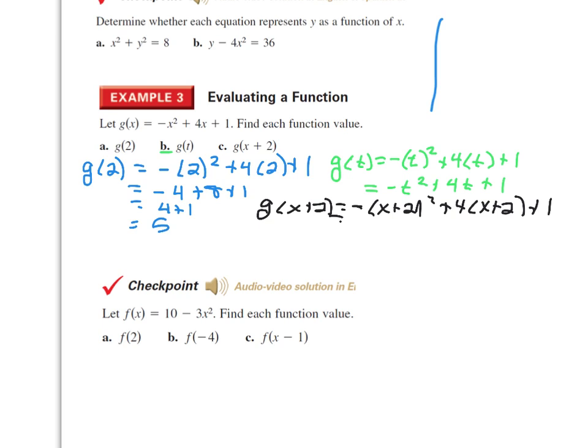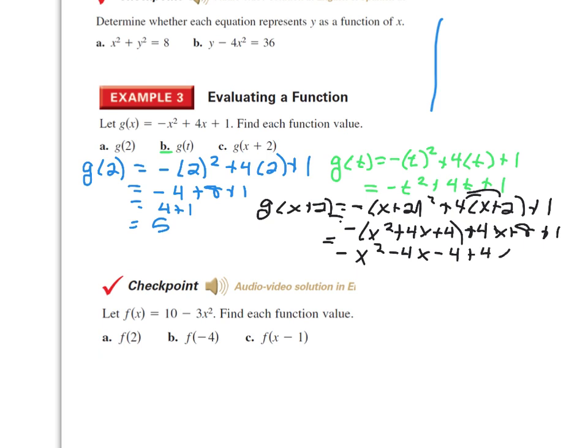So the first thing I'm going to do is go ahead and multiply out x plus 2. So I get negative x squared plus 4x plus 4. I'm going to distribute the 4 through, plus 4x plus 8 plus 1. Okay, now take that negative all the way through, so I get negative x squared minus 4x minus 4 plus 4x plus 8 plus 1.